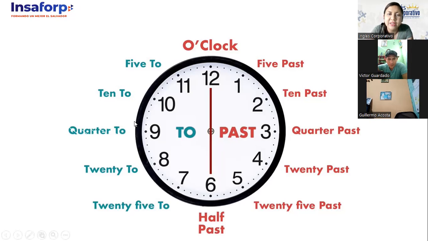Y ya luego en el 2 solo decimos los minutos que faltan para la siguiente hora, porque estamos diciendo "para las". It's 25 to 4, 25 para las 4. It's 20 to 4, 20 para las 4. Quarter to 4, cuarto para las 4.